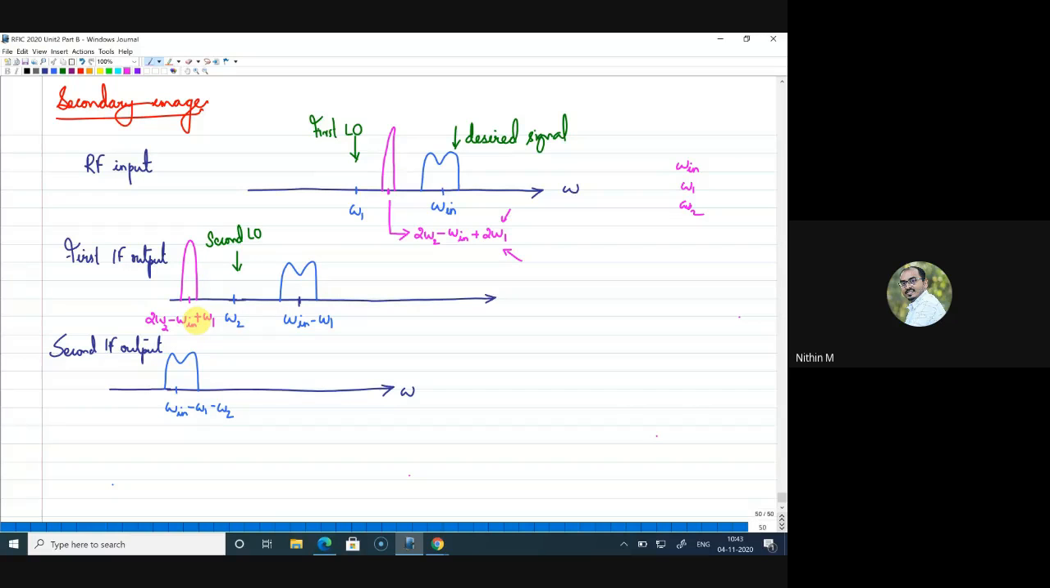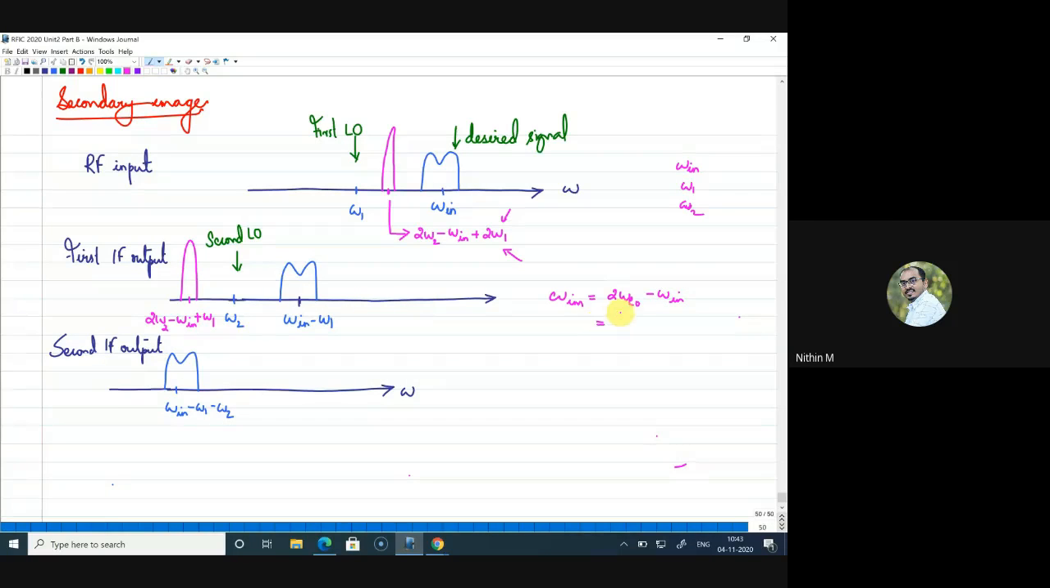2ω2 − ωin + ω1. Yeah, first image, okay. If you look at this, how will I write the image component at the first stage? The image component can be written as 2ωLO − ωin. This is one way to represent the image, right? I'm writing actually the image component at the first IF output.